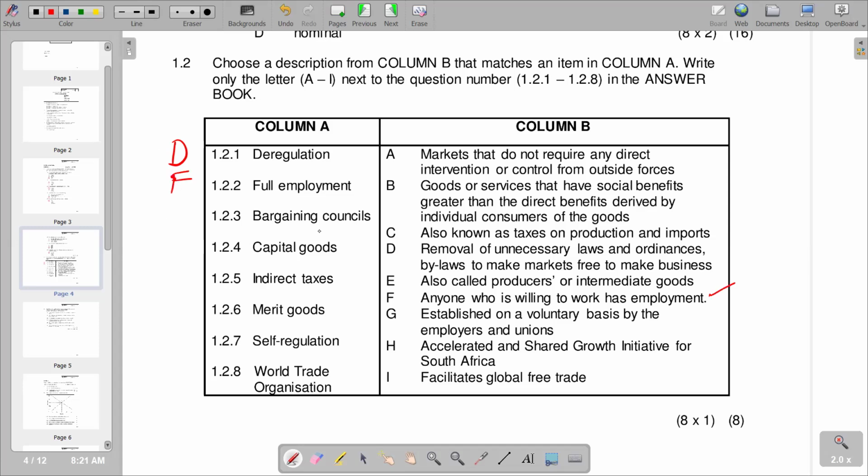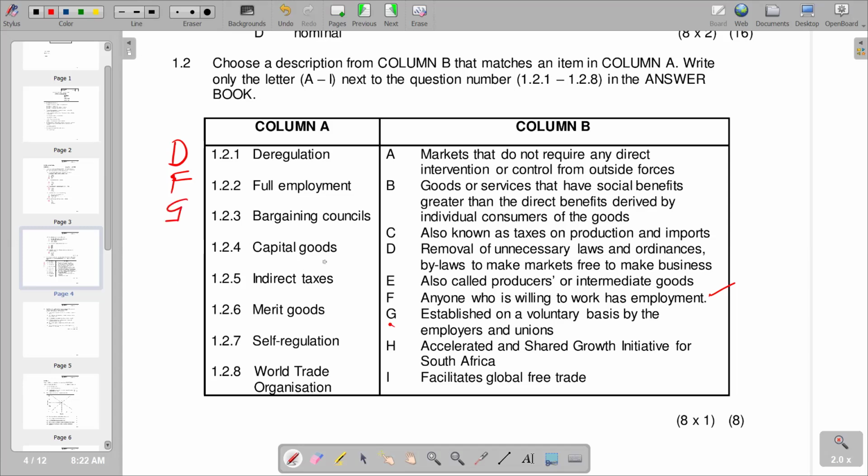Then bargaining councils, and we know that bargaining councils are established when employer and employee bodies, that is the unions, that is employer unions and employee unions, agree to come together to engage in collective bargaining. That's the use of bargaining councils. So we try to see again the explanation within that context in column B. And if you go to G, established on a voluntary basis by the employers and unions, which is exactly what we are trying to explain.